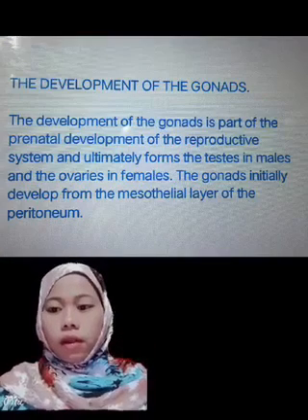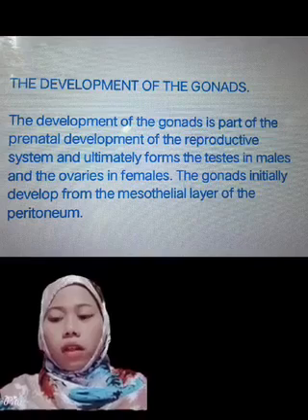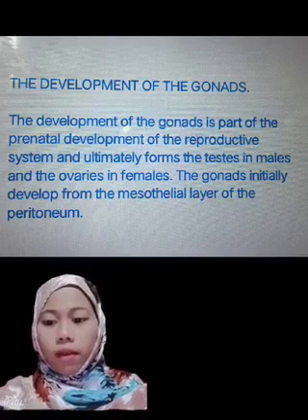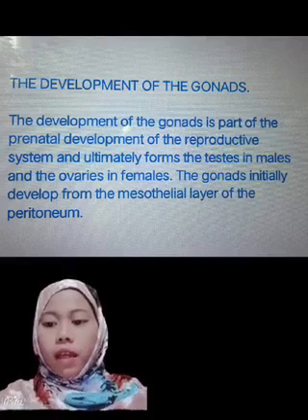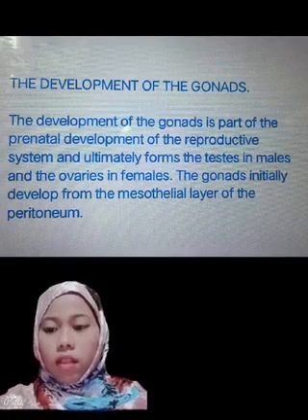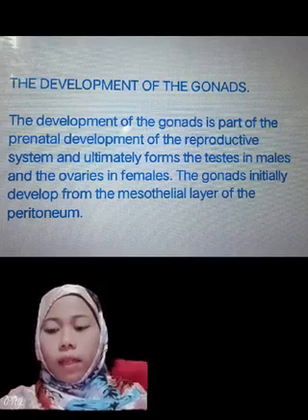So first, let's proceed to the development of the gonads. The development of the gonads is a part of prenatal development of the reproductive system and ultimately forms the testes in males and the ovaries in females.